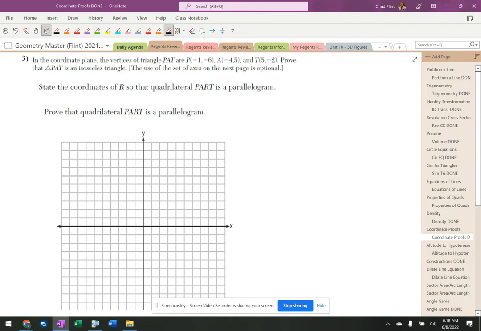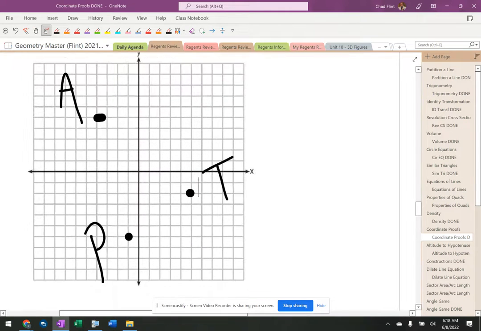Negative 1, 1, 2, 3, 4, 5, 6. Negative 1, 2, 3, 4, 1, 2, 3, 4, 5. And 1, 2, 3, 4, 5, 1, 2. So then that's P, A, and T. All right, so this is a longer proof.